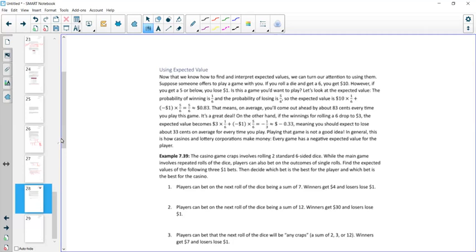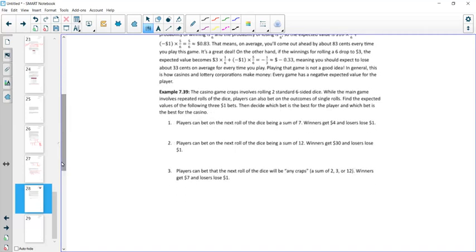In general, this is how casinos and lottery corporations make money. Every game has a negative expected value for the player. So let's look at an example of this. The casino game Craps involves rolling 2 standard 6-sided dice. While the main game involves repeated rolls of the dice, players can also bet on the outcomes of a single roll. Find the expected values of the following 3 $1 bets. Then decide which bet is the best for the player and which bet is the best for the casino.